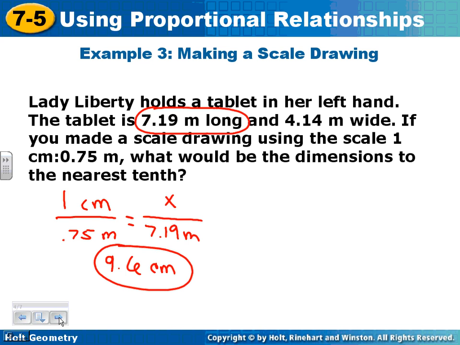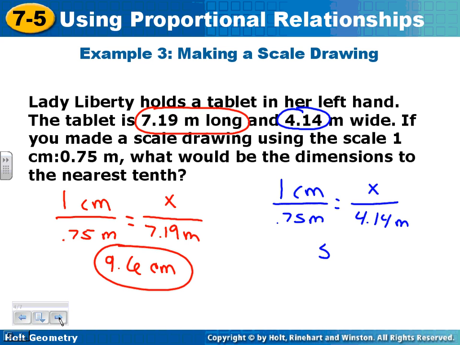Now we have to repeat the process for the width. But I start with 1 centimeter over 0.75 meters again. And I'm going to use this 4.14 meters. X goes there. Cross multiply. X this time comes out to be 5.5 centimeters. Again, that's just some calculator work that I'm sure you can do by now. Let's move on to slide 5.